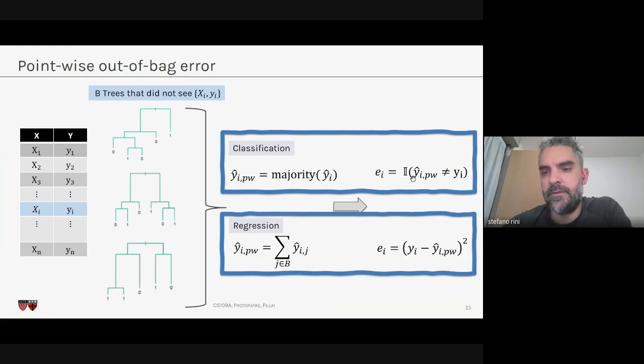And then in the first case, the error will again be the misclassification error. And then here you will have the MSE loss. Okay.